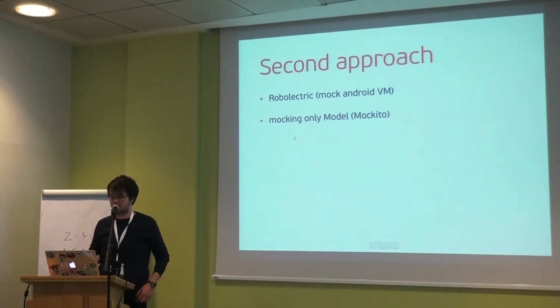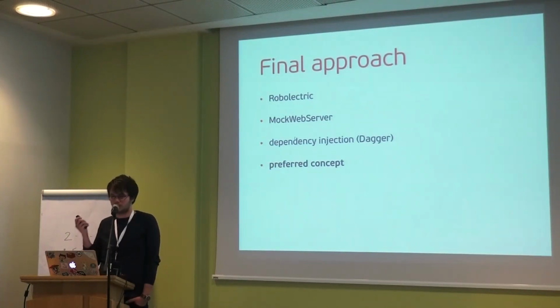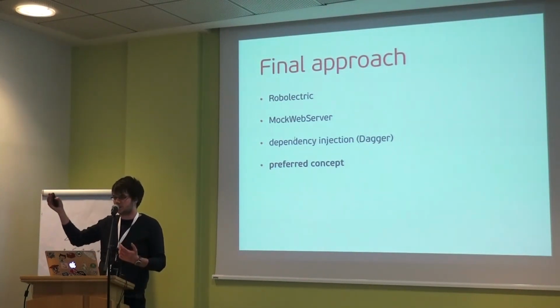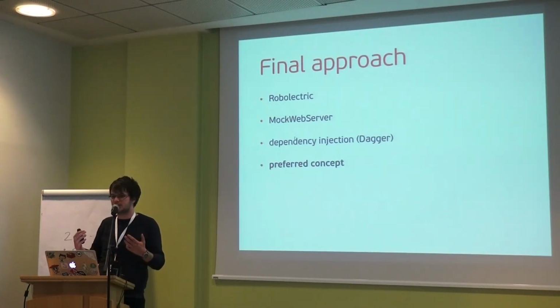And the third approach, the final approach, was that we used Robolectric so that we can perform testing on our computers. And we used MockWebServer, which is basically a server which is started on your localhost, and it acts as an intermediary between your application and some remote server which you are targeting with your REST API endpoints, and it returns some fake responses to your application.